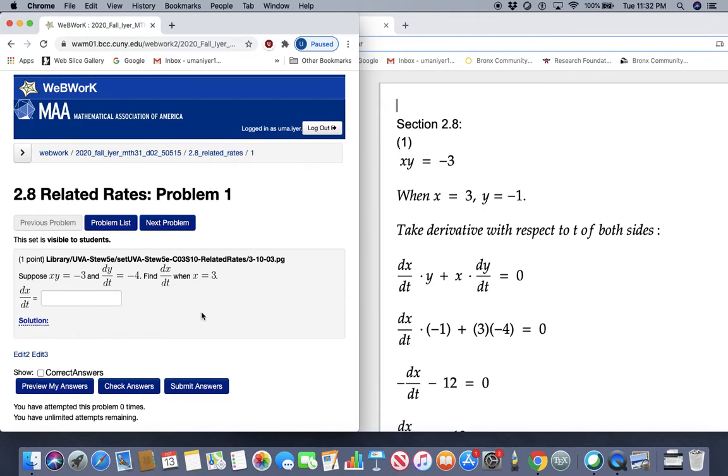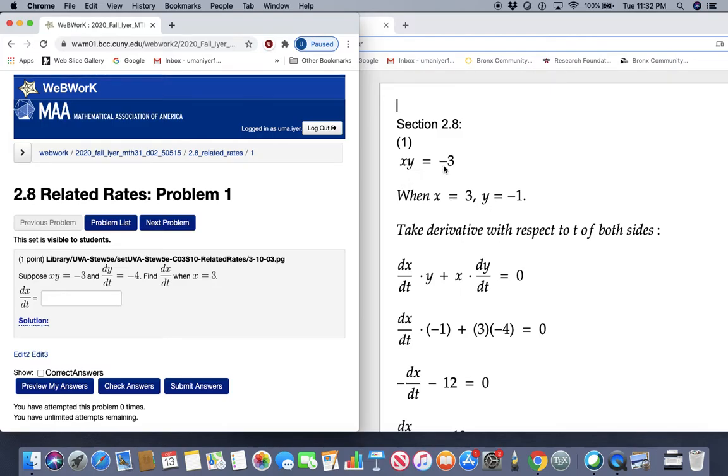xy is -3. x is 3. So one thing is when x is 3, I plug in 3 here. How do I get -3? y has to be -1. So I will need both of these things.